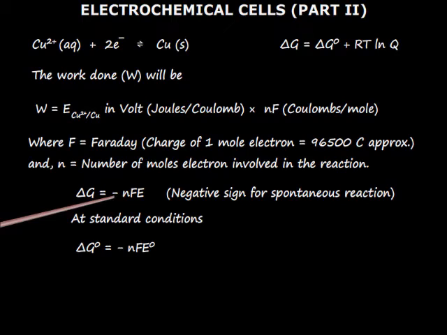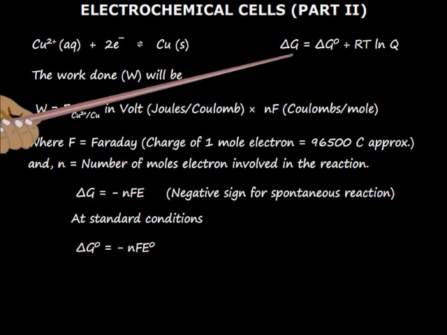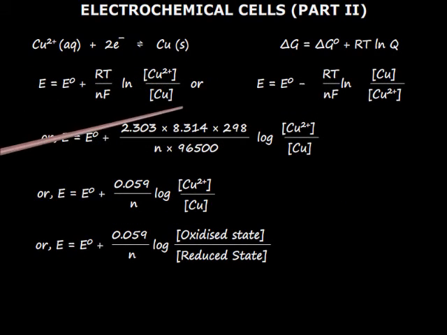At standard conditions, the equation will be this. Substituting these two equations in this equation, we get this. The first equation is the preferred one. This is called the Nernst equation for electrode potential of a half cell. We further simplify the equation like this.